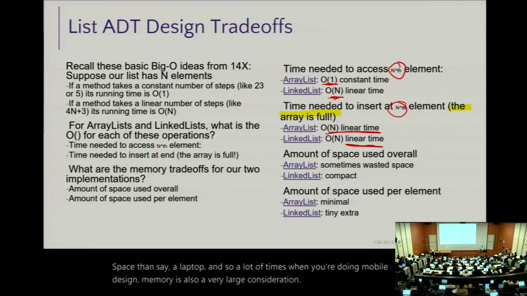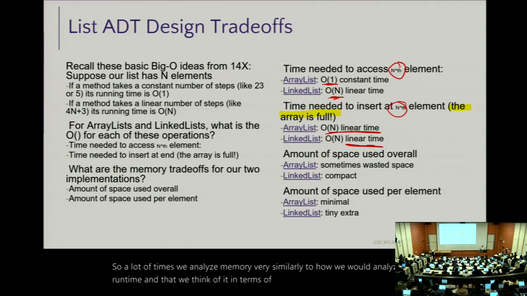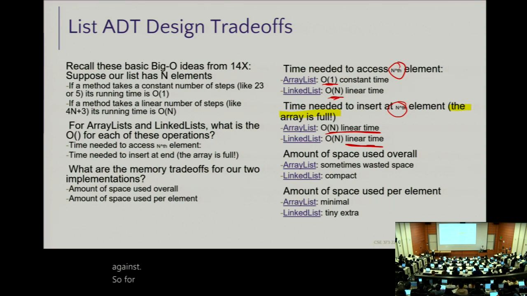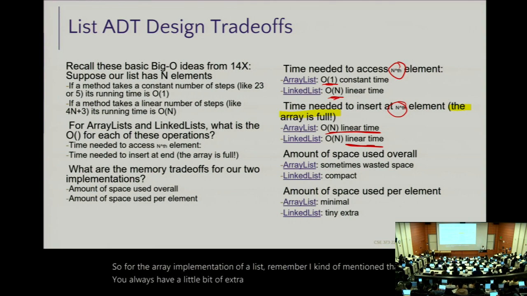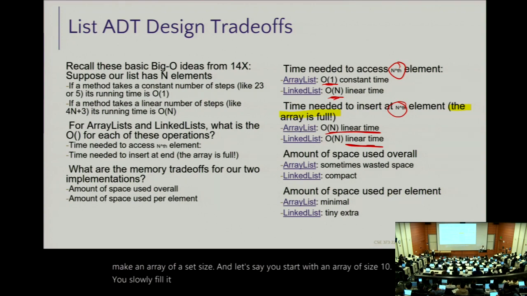So a lot of times we analyze memory very similarly to how we would analyze runtime, in that we think of it in terms of N, meaning in terms of how many things are stored in your data structure that you're running your instruction against. So for the array list implementation, the array implementation of a list, remember how I mentioned that you always have a little bit of extra unused space? Because you need to make an array of a set size. And let's say you start with an array of size 10. You slowly fill it up, right? At the very moment that you start, maybe you start with one item in your list, you have one used space and 9 unused spaces.